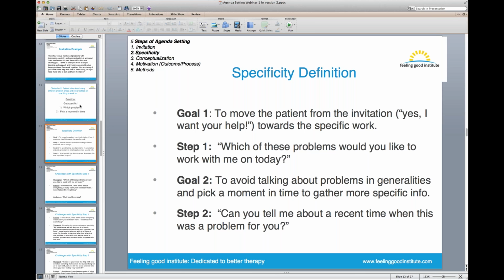Like, what did you want to work on? What did you want my help with? Which of these problems would you like to work with me on today? Another goal, though, is that even once the patient says, I'd really like help with my low self-esteem, I just always feel so badly about myself, I still feel as a therapist like I don't actually know what that means to this patient.